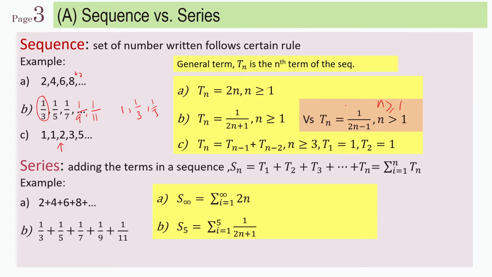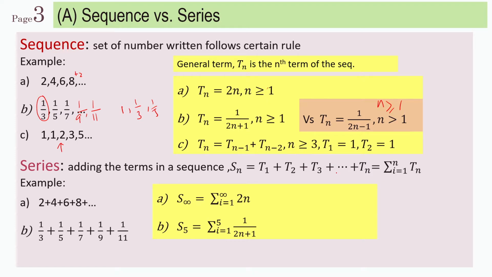So which n value is more suitable, you need to substitute back into the general term to check whether your first term is fulfilled when n is greater than or equal to 1. And then for part C, our famous Fibonacci sequence, the current term Tn is the sum of the two terms before: Tn minus 1 and Tn minus 2. Maybe some of you will ask, what is Tn minus 1? What is Tn minus 2?